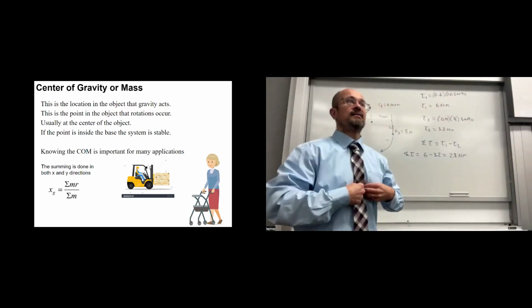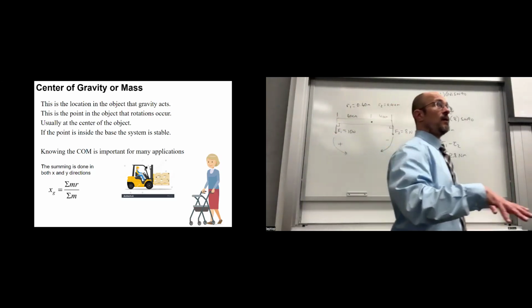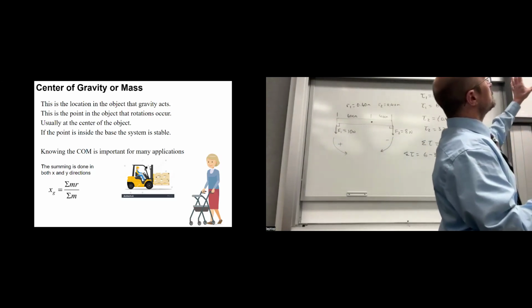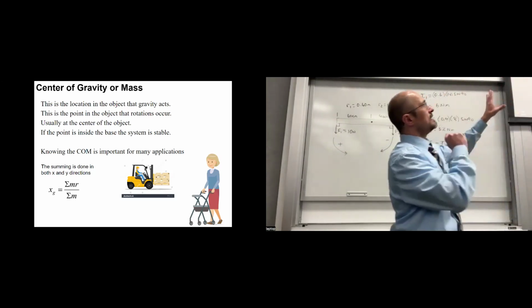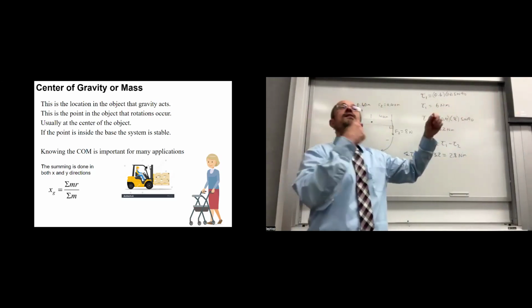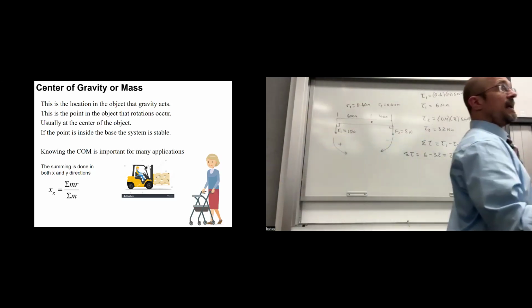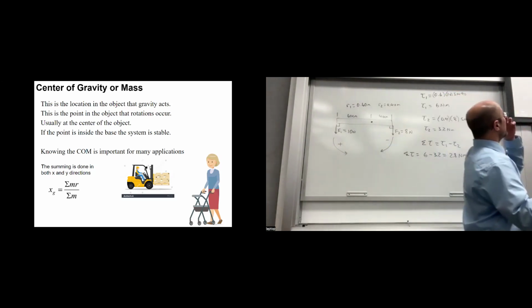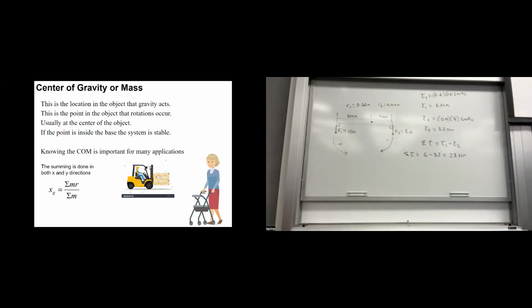If the center of mass is underneath the base, which is where the object can't cause a rotation, then your system is stable. But if that center of gravity is outside of that base, your system will rotate or go into motion. It's not stable. And there are two examples I want to bring up of that. One is related to a forklift.